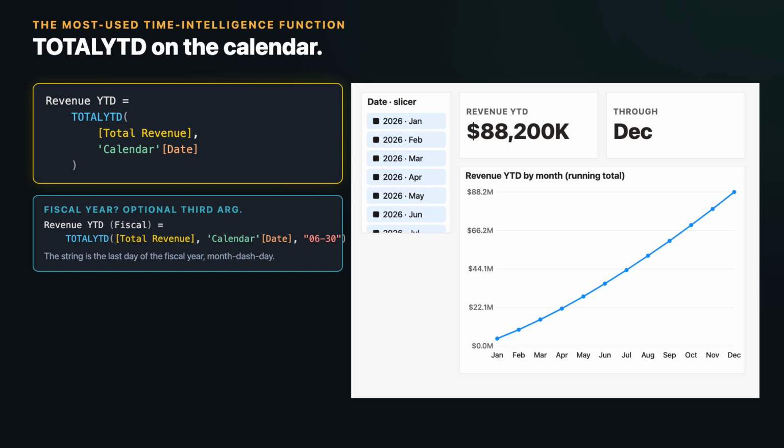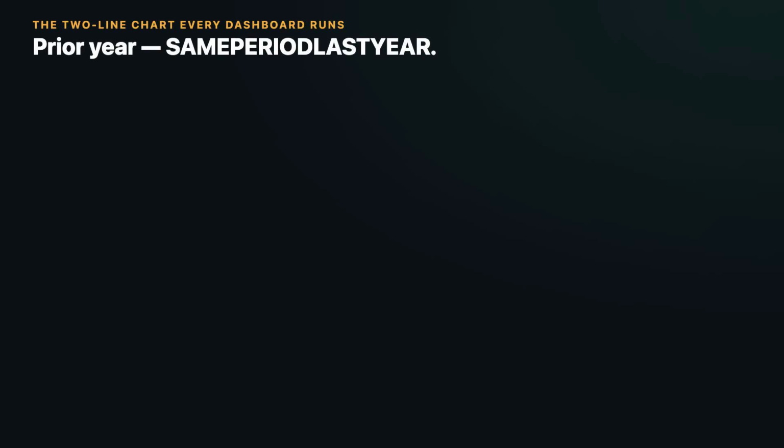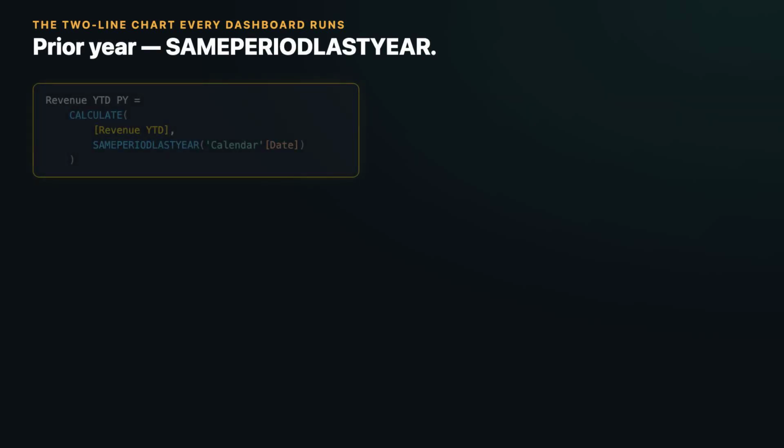Variants exist for quarter and month, called TOTALQTD and TOTALMTD. Same shape, different period. Year-to-date is the one that matters most. A year-to-date number is interesting. It's twice as interesting next to last year's year-to-date.